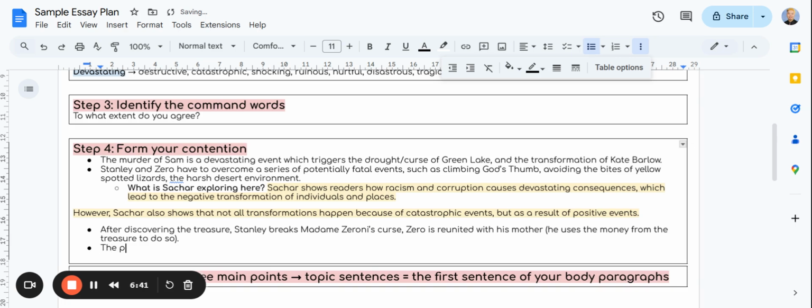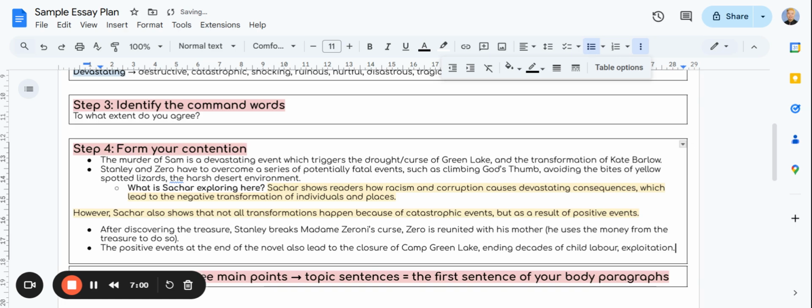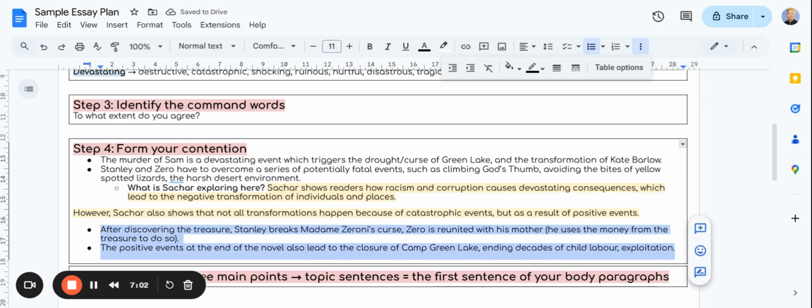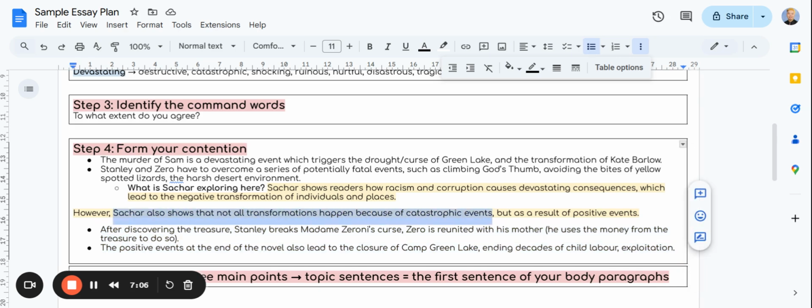The positive events at the end of the novel also lead to the closure of Camp Green Lake, ending decades of, let's say, child labor exploitation. So, again, these are all examples, but these examples show that not all transformations happen because of catastrophic events.